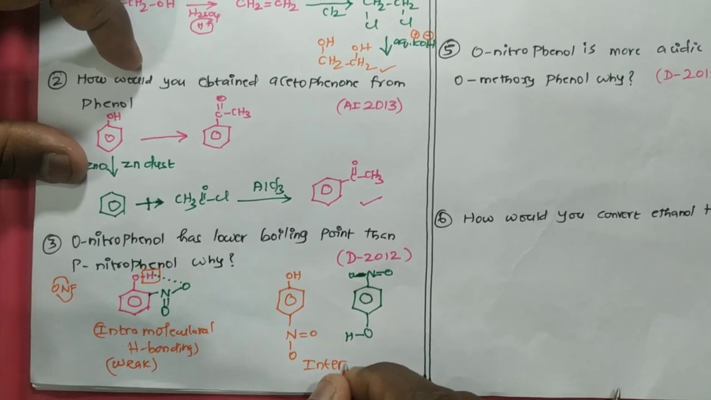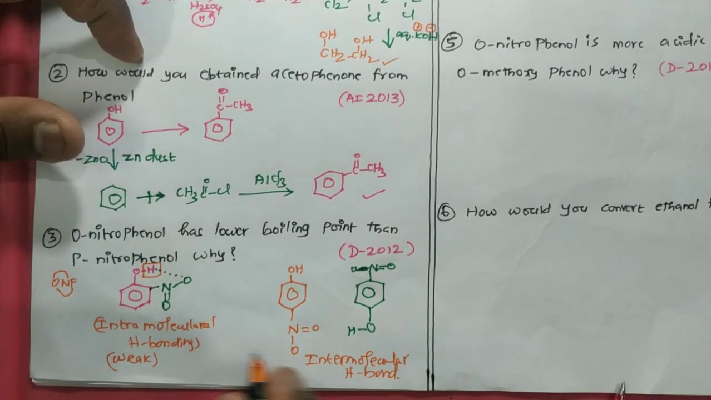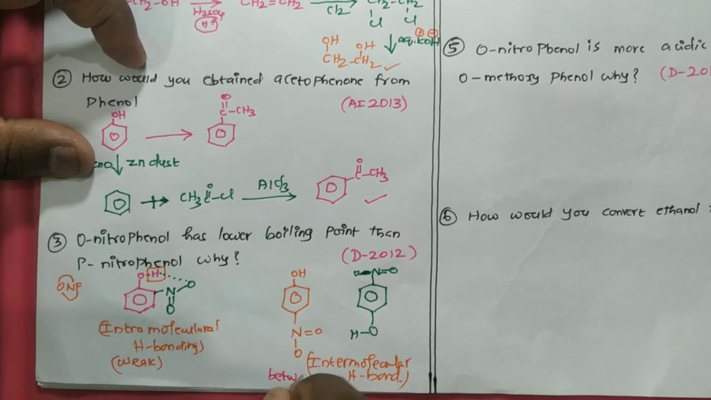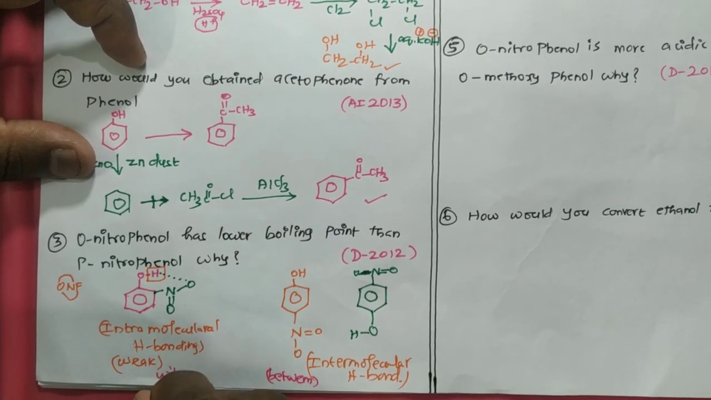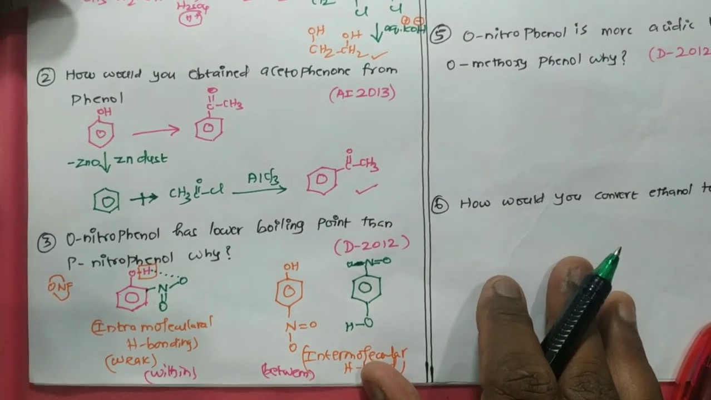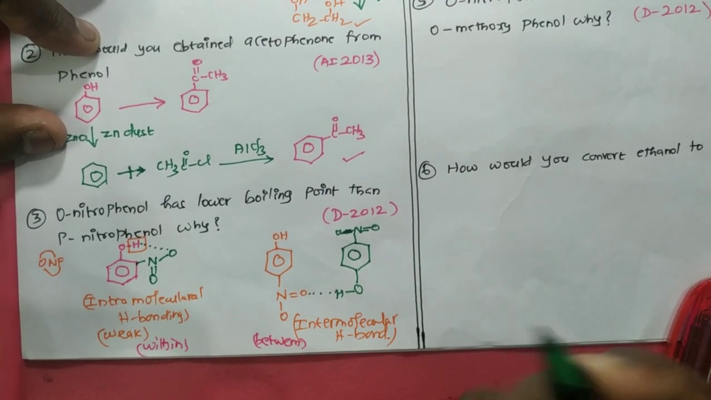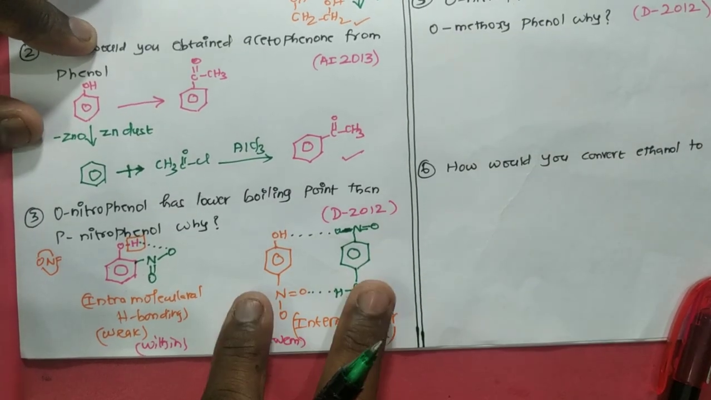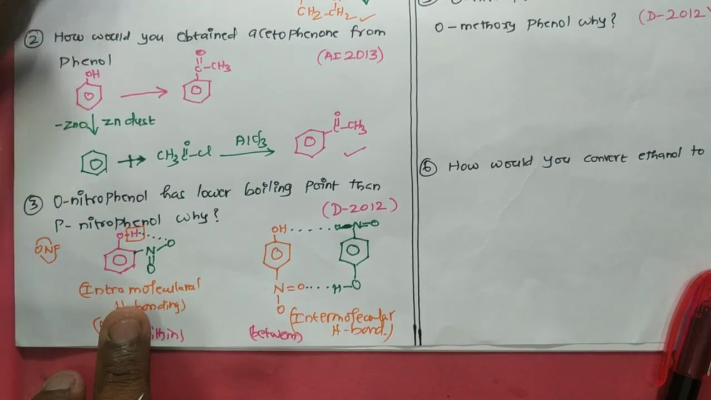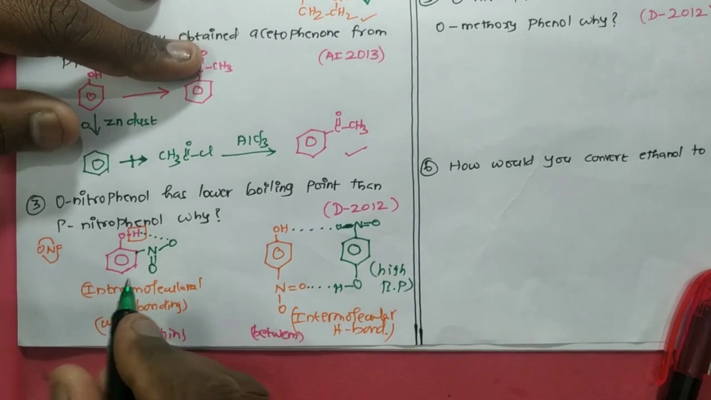Why is it called intermolecular hydrogen bonding? The hydrogen bonding which is taking place between the molecules, here between the molecules, and there within the molecule, that is the difference between these two. So here the hydrogen bonding will be very strong between these two. The boiling point is very high for this para-nitrophenol when compared to ortho-nitrophenol. That is why it has a high boiling point, while the other has a very low boiling point.